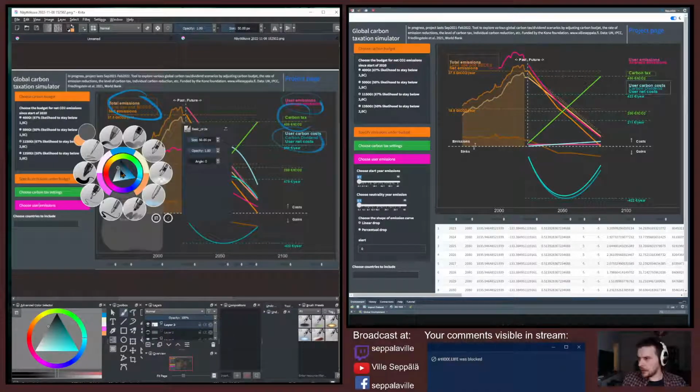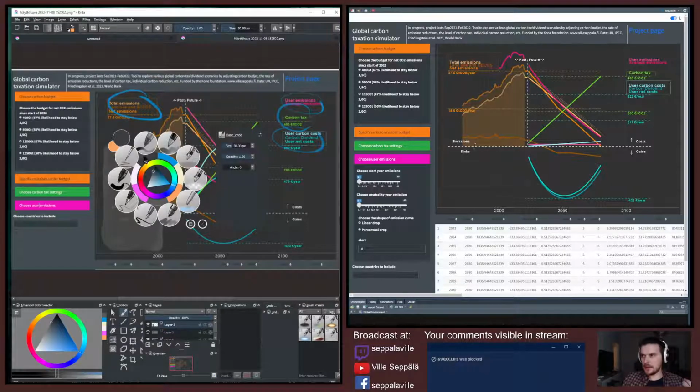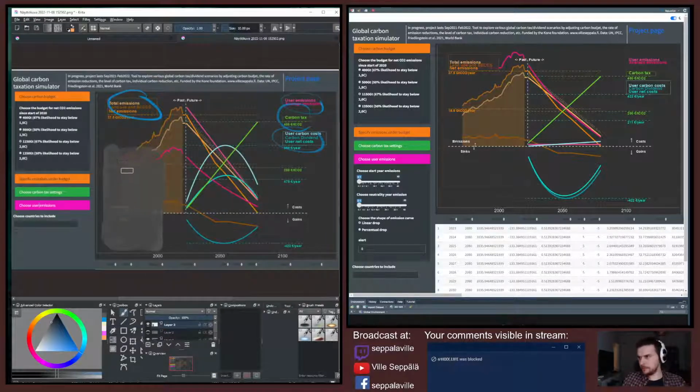So I'm making this kind of box or background here, so that when we have the labels on top of it, they would be easier to spot. This could be semi-transparent, so you can still notice that there's something. It kind of depends on how important it is to have these past emissions shown.